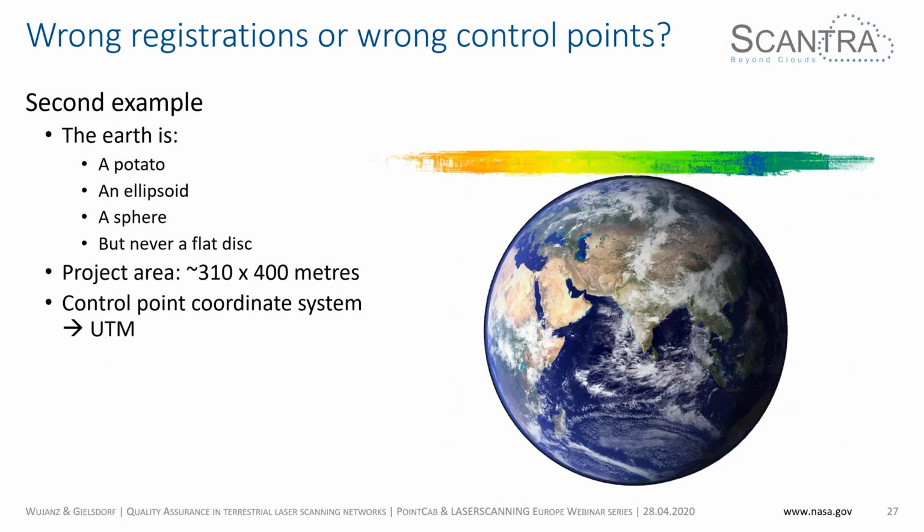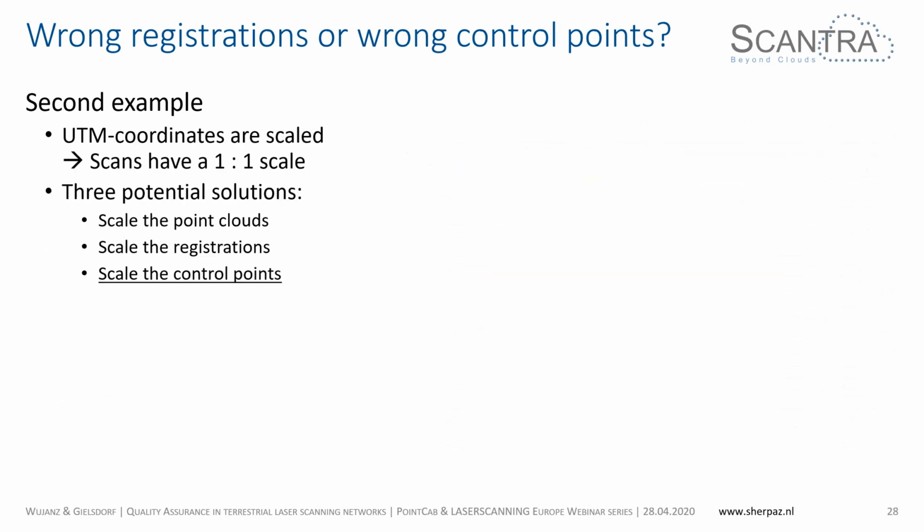The block adjustment at first showed everything made perfect sense, but, and here's the point, depending on who you ask, the Earth is either a potato, an ellipsoid, or a sphere, but never a flat disk. In this case, the project area was about 300 by 400 meters, and his control points were in a superior coordinate system. Of course, the Earth has a curvature, and you need to consider that. Plus, he used UTM coordinates, which are subject to scale.